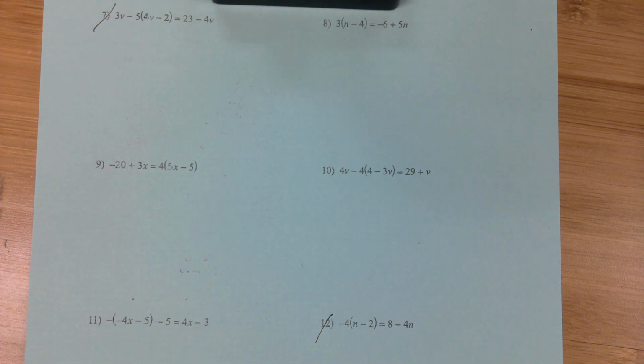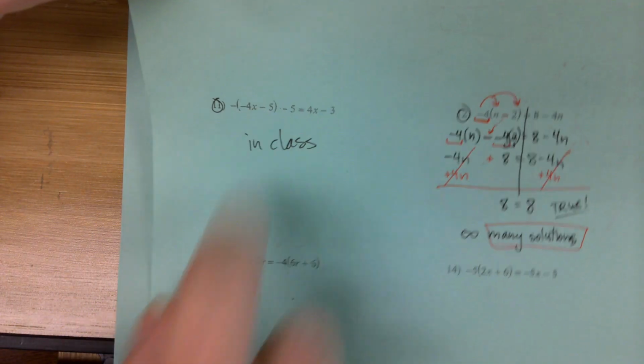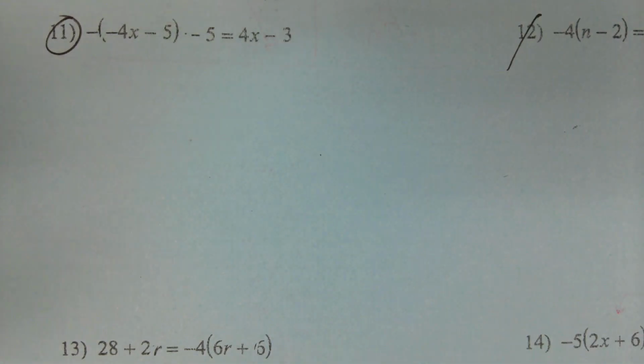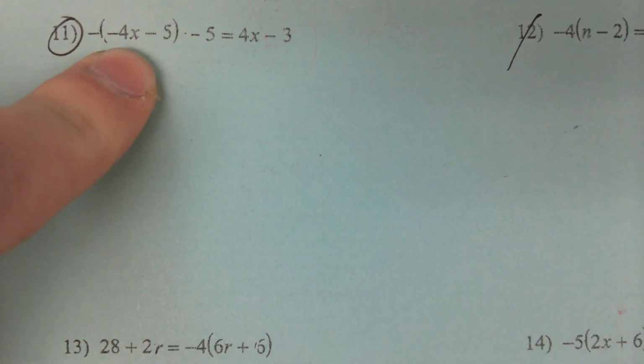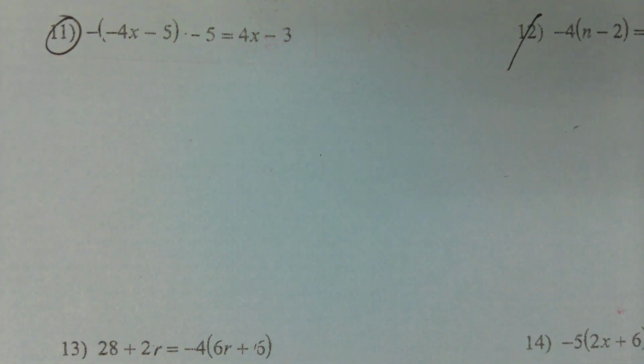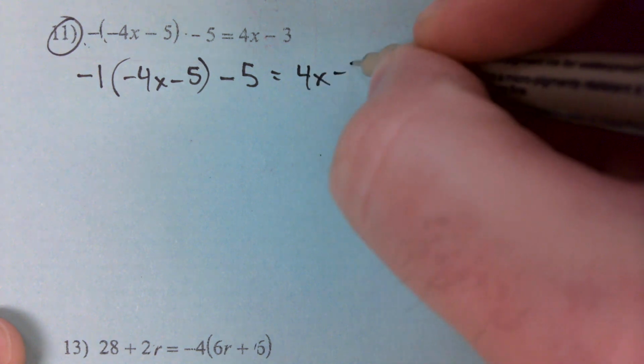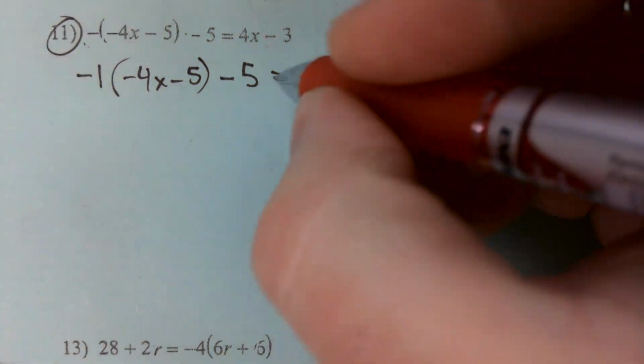Number 11. Great point, I was actually going to go over number 11. In fact, I wrote on number 11 in class yesterday. So that's a great suggestion, Theo. Number 11, we can tell that this is going to be a difficult problem because we have a negative in front of our parentheses with no number. But what number is really attached to that negative sign out in front? 1. Negative 1 times negative 4x minus 5. Then we have minus 5 on the outside of our parentheses equals 4x minus 3.